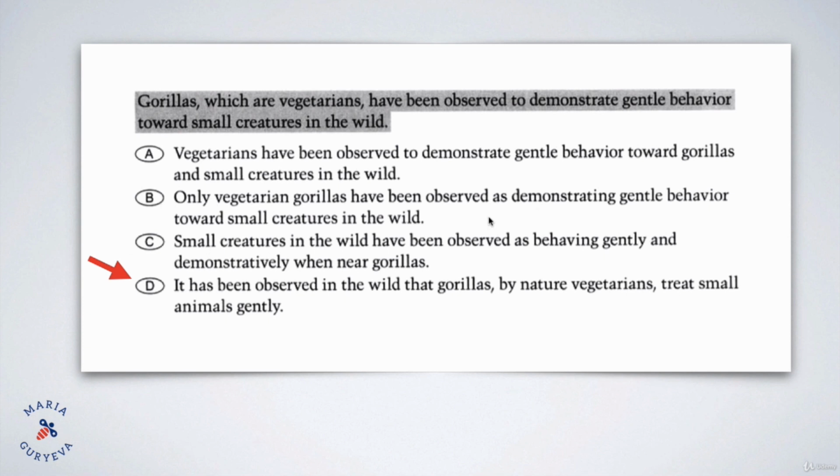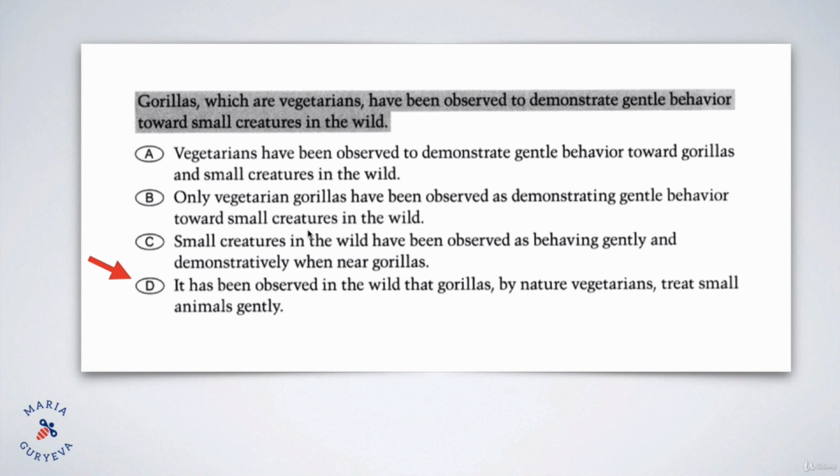Why is this sentence also wrong? Because we see the word only. We remember that when we see only somewhere in the answer choice, we know that the answer choice is wrong. We cannot use such an eliminating word in an answer choice. Next: small creatures in the wild have been observed as behaving gently and demonstratively when near gorillas. We see why this answer choice is funny. It's because small animals or small creatures are nice when they're near gorillas. That's not true. The sentence was saying that gorillas are nice towards small animals, not vice versa. So this answer choice is also wrong.